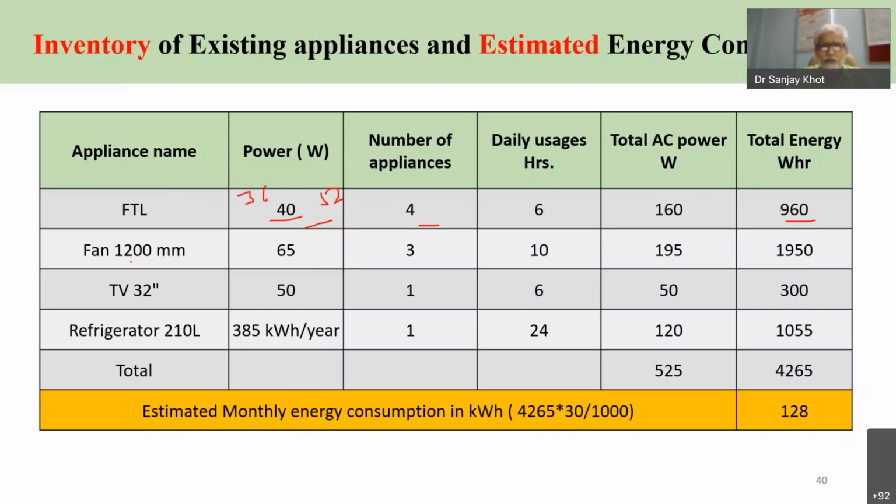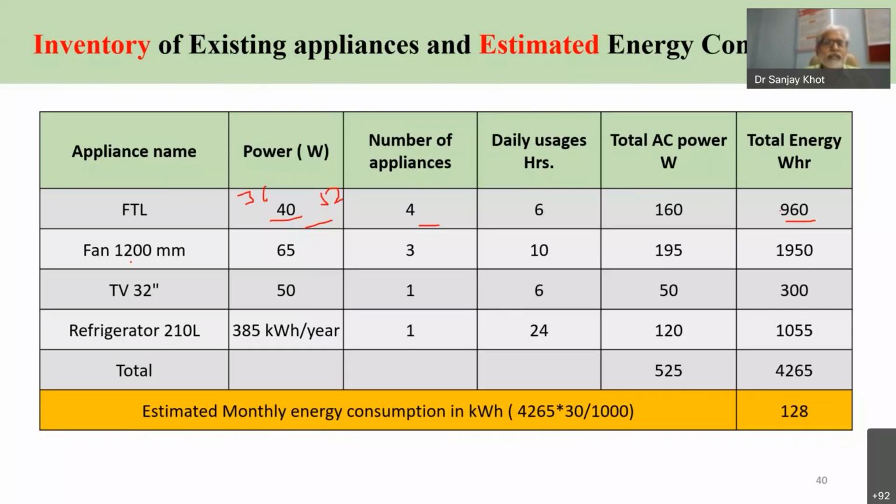Similarly, generally we are using fans of 1200 mm. So the wattage of the fan is 65 watt. There are 3 fans. Daily usage is 10 hours. Nowadays we are using them more frequently and for a longer period, so the usage is more for the fan. So total electricity consumption per day for the fans comes to 1950 watt hours, or 1.9 electric units.